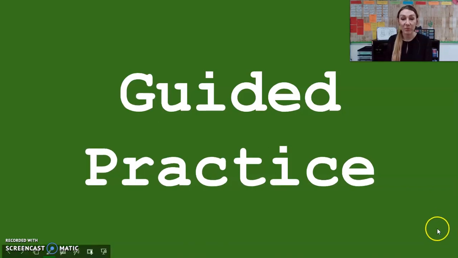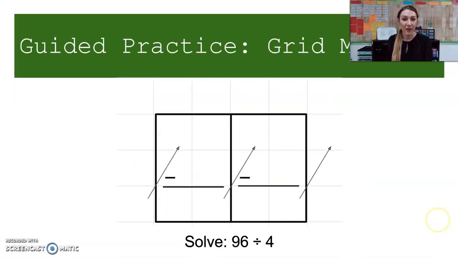Let's go ahead and do a couple guided practice problems together. So we're asked to solve 96 divided by 4. I notice that I have 2 digits, so I'm going to need 2 boxes. I'm going to put my 9 in the first box for the tens place, and my 6 in the second box for the ones place, and my 4 will go on the outside because it's my divisor.